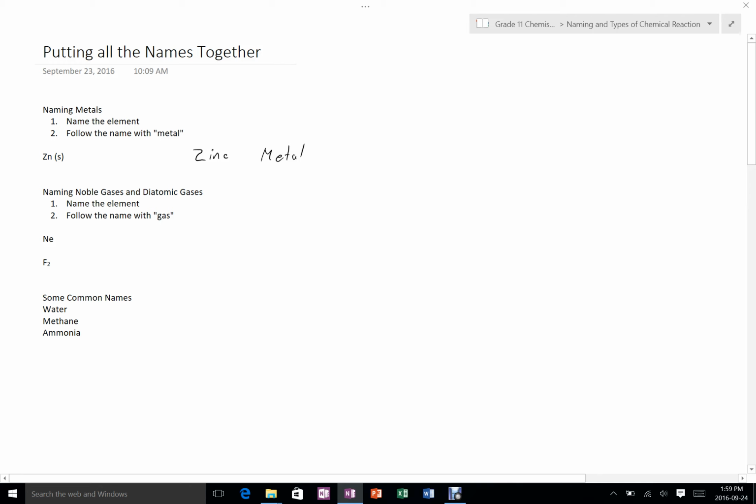Next, noble gases are monatomic gases, single elements that exist on their own as a gas. The name of them is just the name of the element followed by gas. So the first one here would be neon gas, and second of all, fluorine gas.